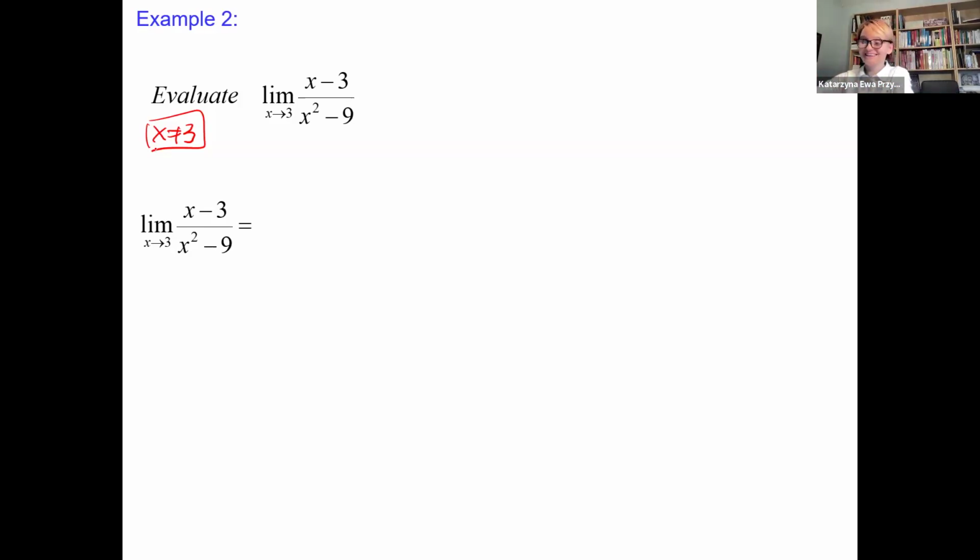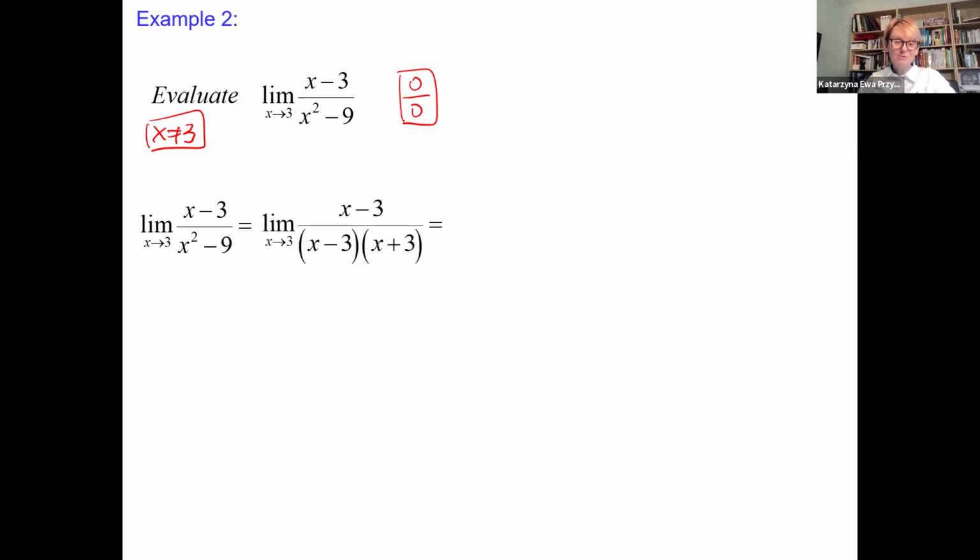Everybody is computing, I hope. 3 minus 3, 3 squared minus 9, 0. It is 0 over 0. The same thing. We know that we have a common factor between these two polynomials. Let's cancel out and see what happens. In x squared minus 9, we see the common factor. So simple. Now we're good.